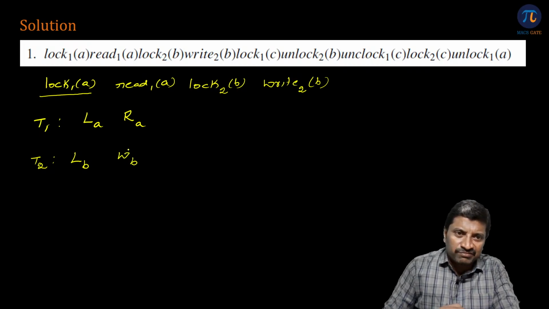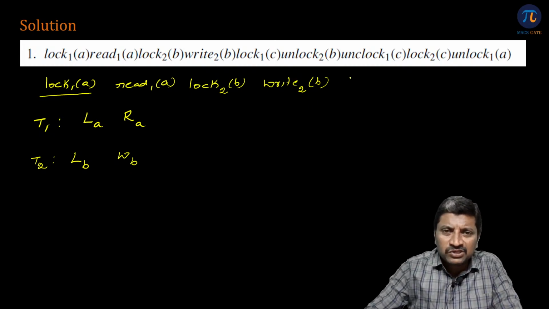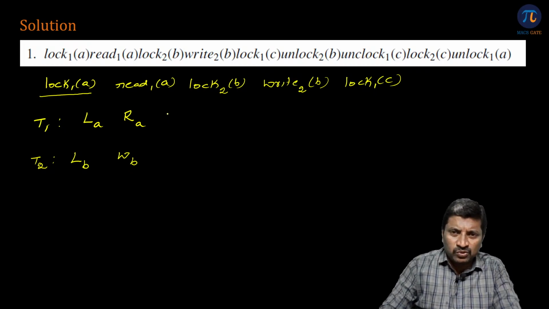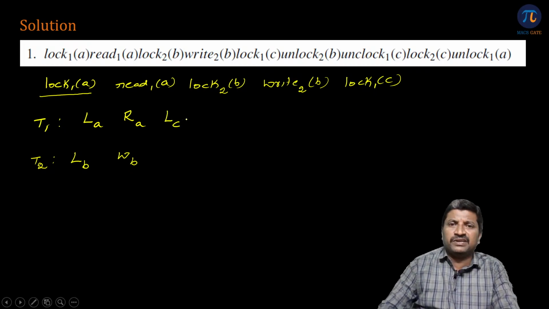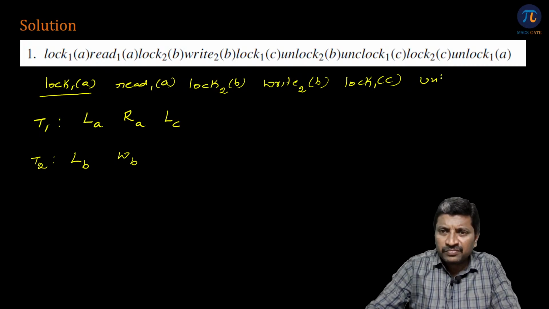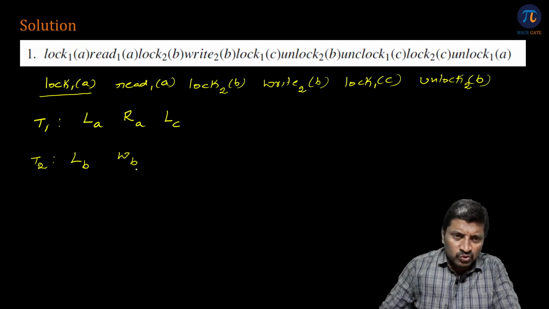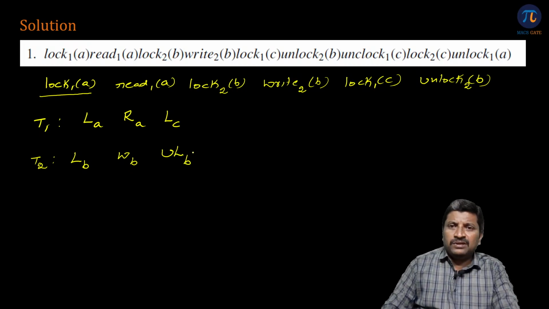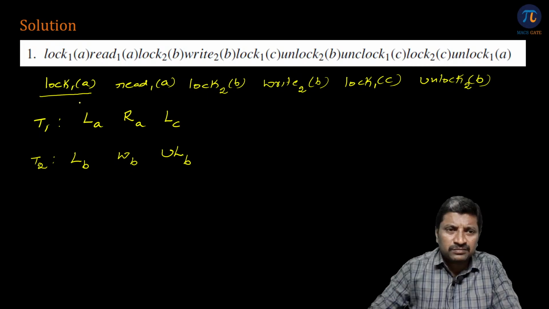Hope you are understanding or following the notations. Lock on A, read on A, write on A. Then lock 1 of C. So 1 is fine, he is requesting lock on C. It's also fine. Then unlock 2 of B. So 2 releasing B. Let me write like this. Unlock 2 we are done, sir.